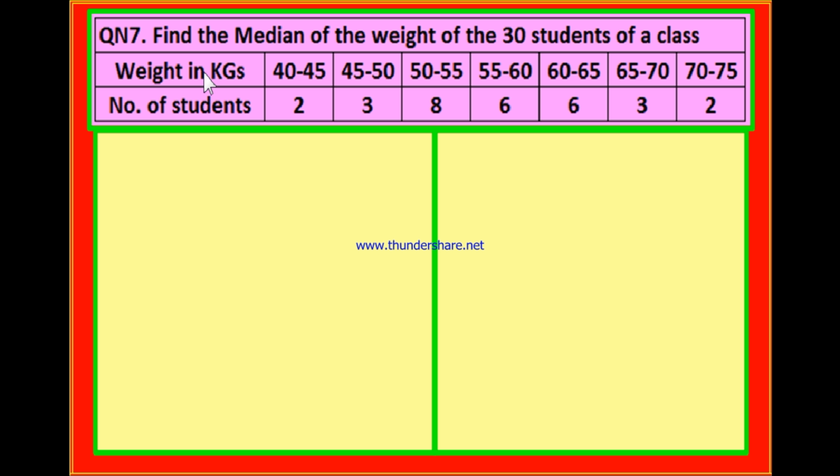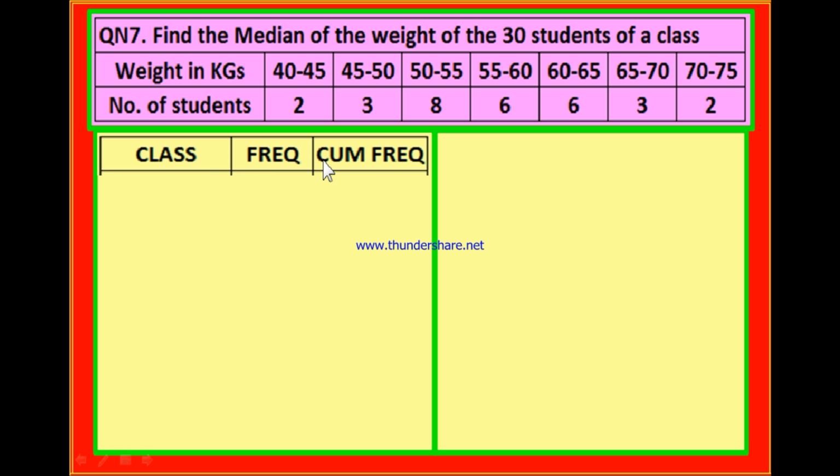Again, we will consider the weight in kgs as classes and the number of students as frequencies. Now, what is the third column we require to find the median, dear children? Good. Besides classes and frequencies, we need another column. What is that? Cumulative frequency. Let us construct a table with 3 columns: the first column as classes, the second column as frequency, and the third column as cumulative frequency.